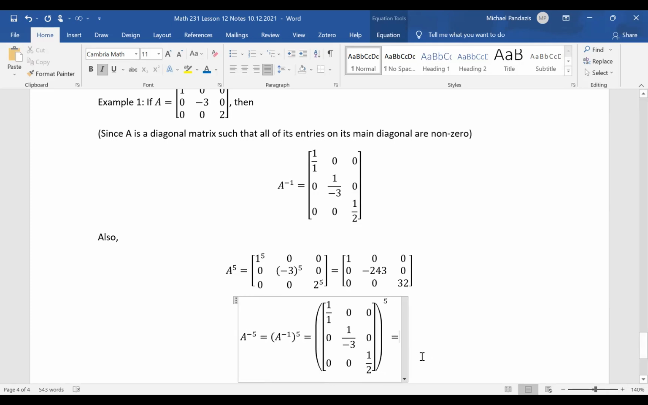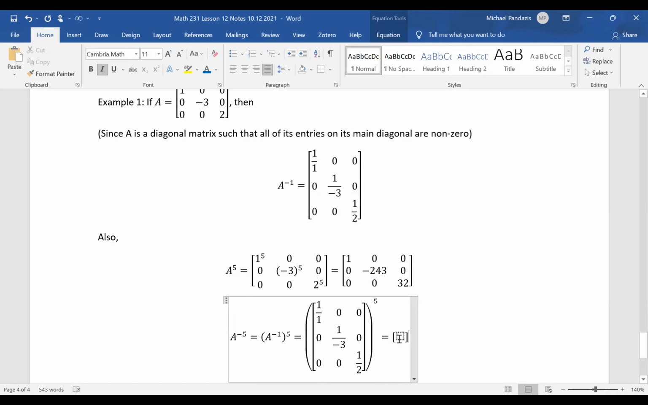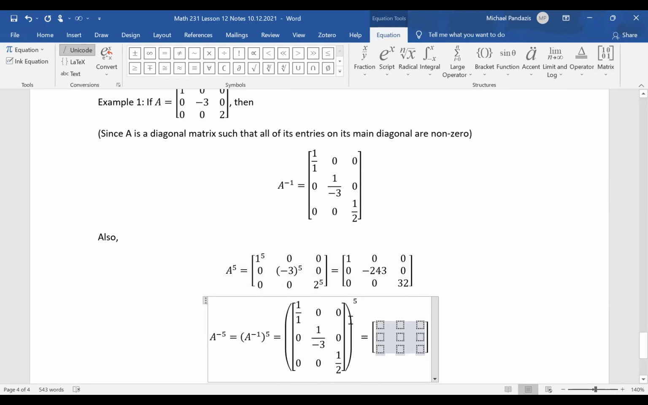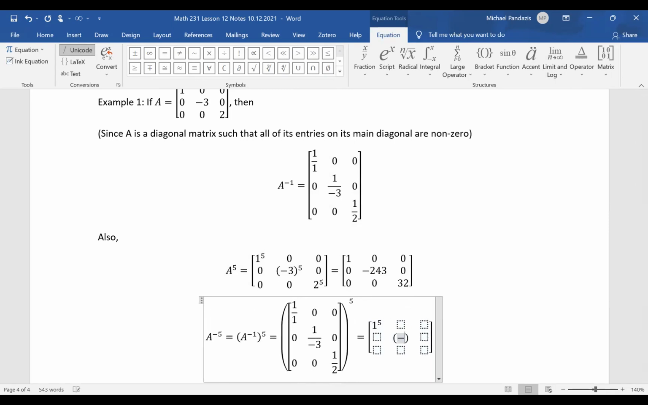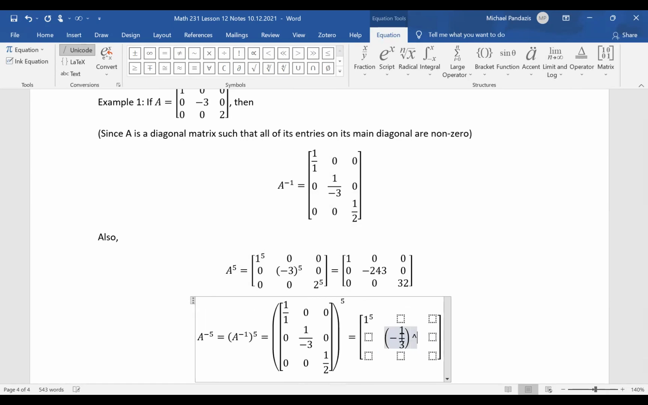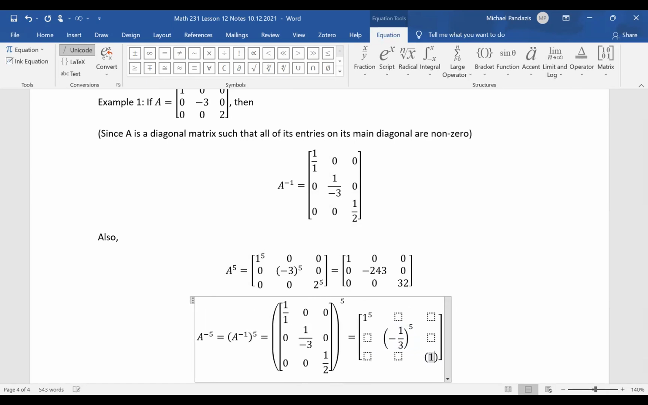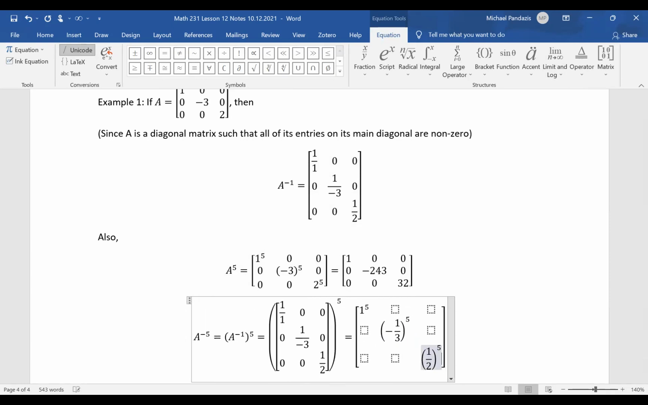When you take that matrix and raise it to the 5th power, you're just taking all the main diagonal entries and raising them to the 5th power, just like you did for the original matrix A. So this is 1 to the 5th power, this is -1/3 to the 5th power, and this is 1/2 to the 5th power. And then everywhere else is 0.